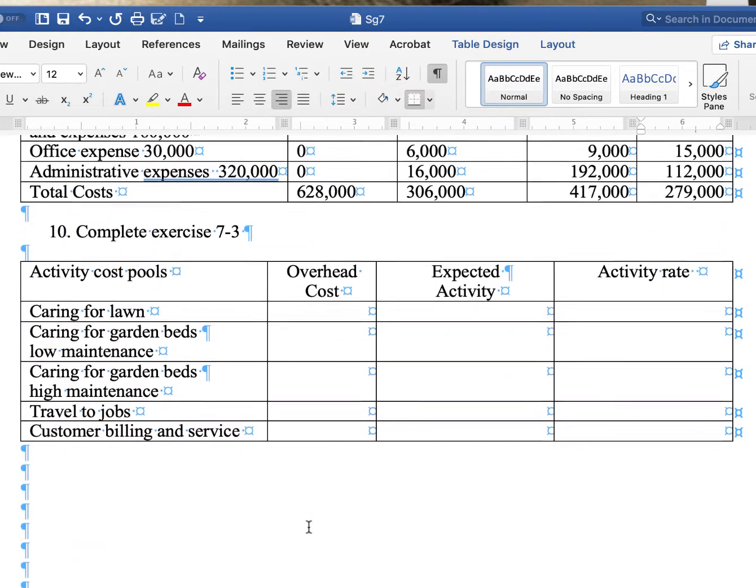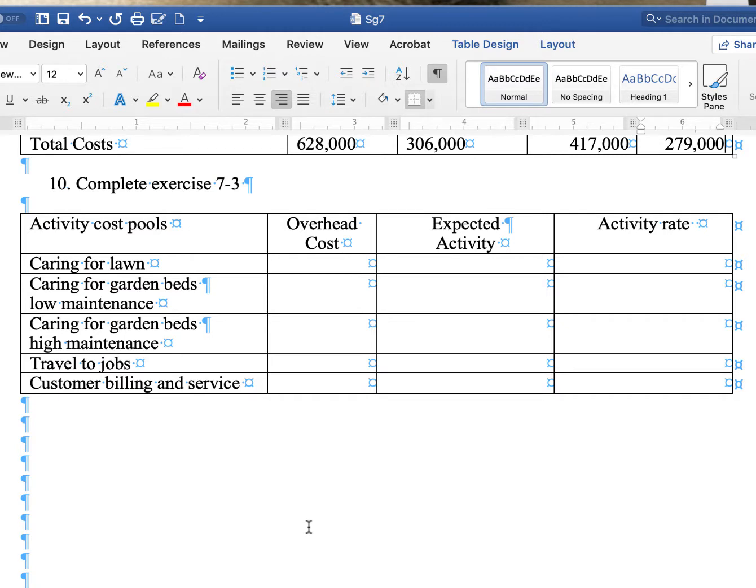So let's look at exercise 10. Question 10, exercise 7-3. It's on the same page, 342. Now here, what we need to do is calculate the activity rates. Okay, so this is the third step. Calculate the activity rates. Very easy to do, right?